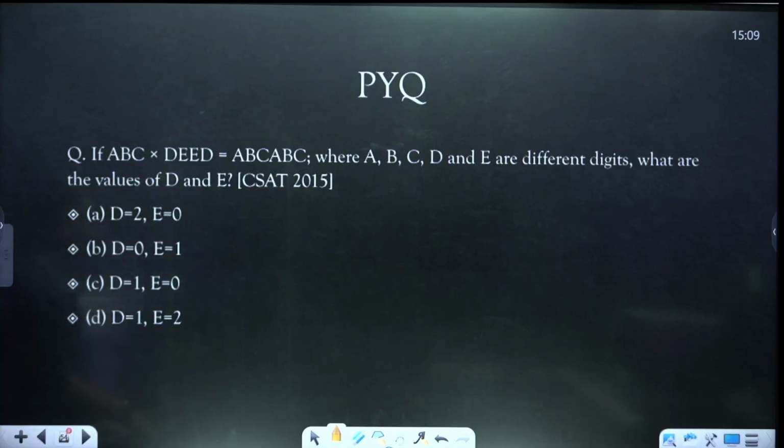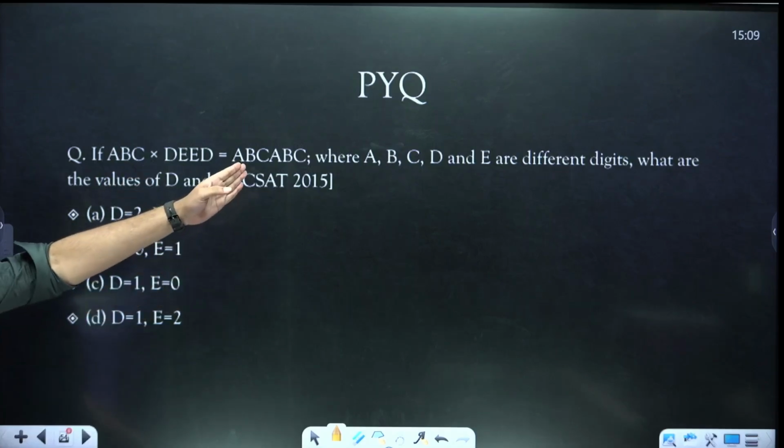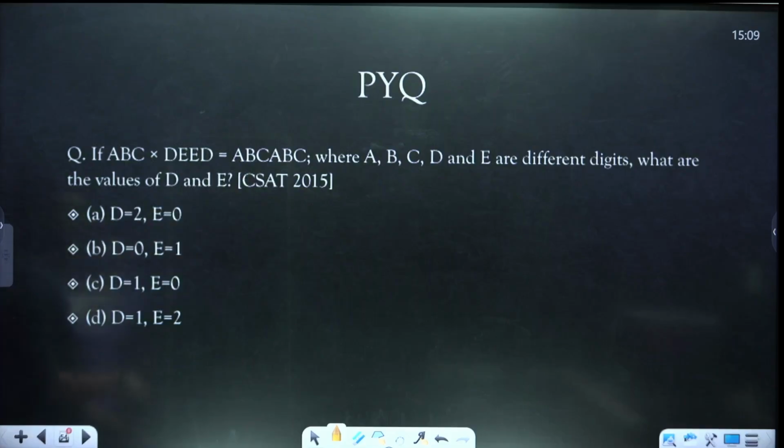If ABC into DED is equal to ABC, where A, B, C, D, E are different digits, what are the values of D and E? What are the values of D and E? Very easy question.